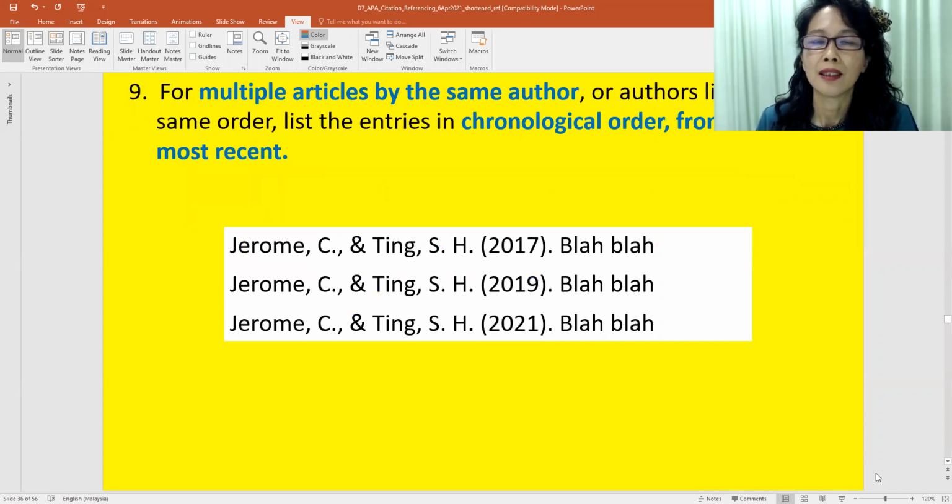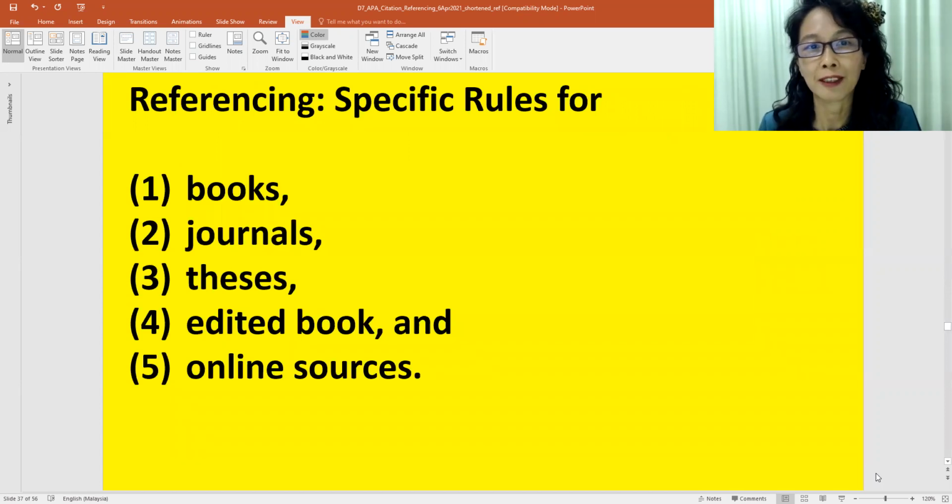Number 9, for multiple articles by the same author, list the articles in chronological order. Jerome and Ting 2017, Jerome and Ting 2019, Jerome and Ting 2021, from the oldest to the most recent. And now for the specific rules for 5 kinds of sources.